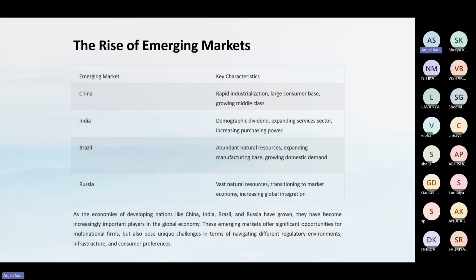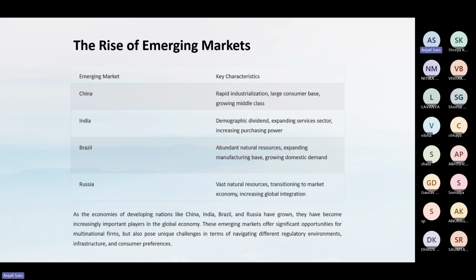Then comes India. Why is India rising? Because of its demographic dividend, expanding service sector, and increasing purchasing power. Then comes Brazil. They have abundant natural resources. They are expanding their manufacturing base, and they now have growing domestic demand.